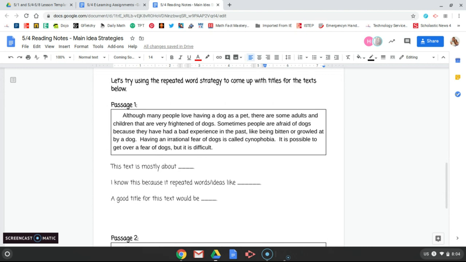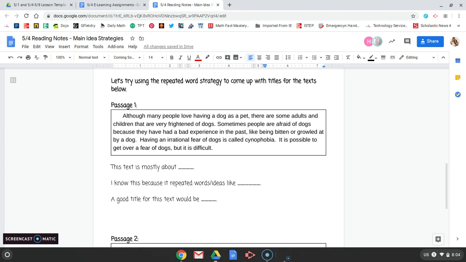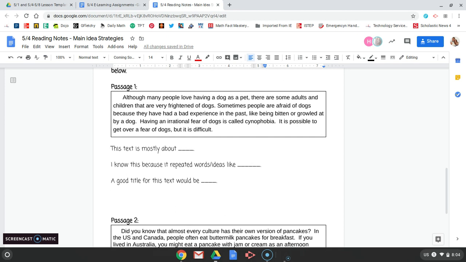It says, let's try using the repeated word strategy to come up with titles for the text below. So we have a teeny little passage, and then we're going to use our strategy. So as I'm reading, I'm going to be looking for ideas and words that repeat. So you might hear me stop and think aloud about the words that I'm noticing, and then we'll answer the questions.